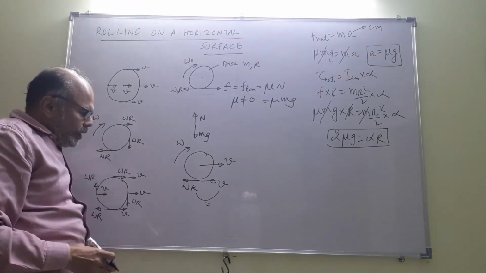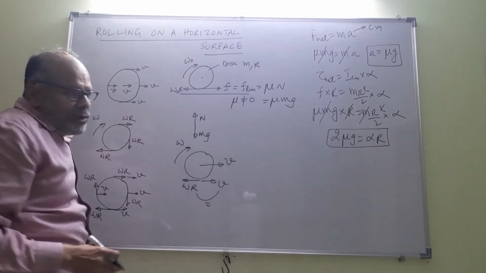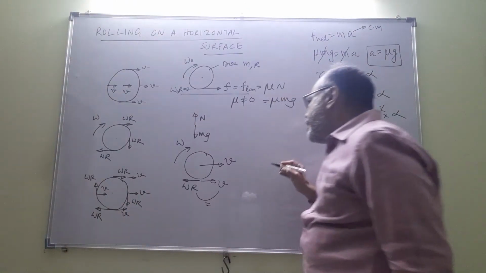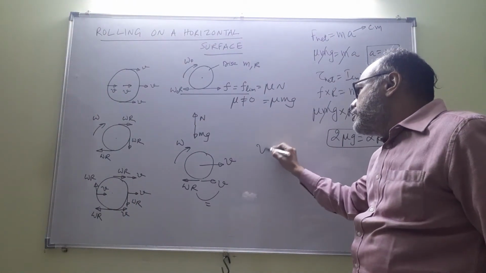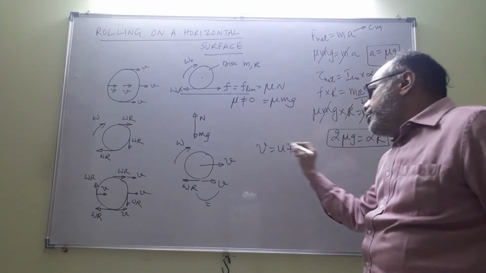We wish to find out at what time after releasing the disk pure rolling will occur. So we will use the kinematic equations for the center of mass. v is equal to u plus at for the center of mass.